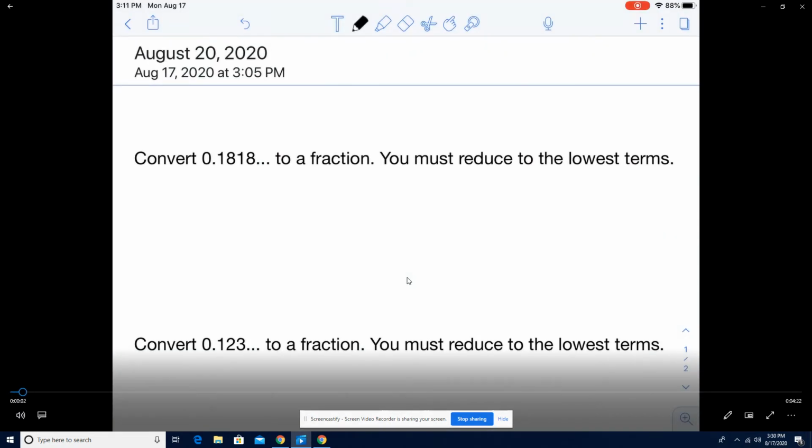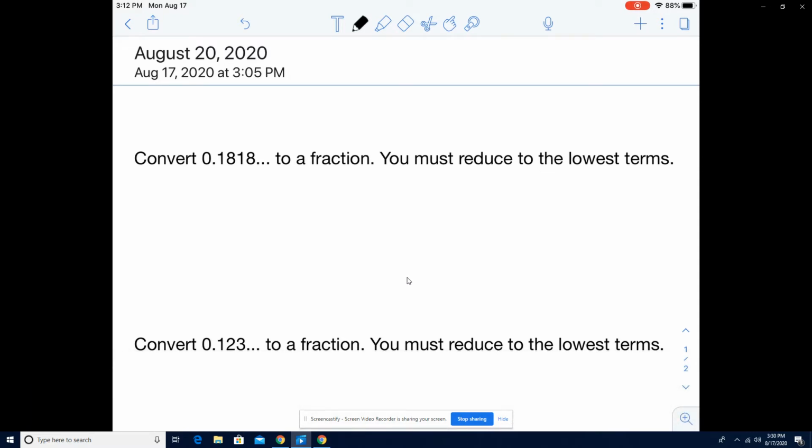Hello, today is August 20th, 2020. We're going to work on converting repeating decimals to a fraction, and you must reduce to the lowest term. So the first problem says convert 0.1818 repeating to a fraction. You must reduce it to the lowest terms.